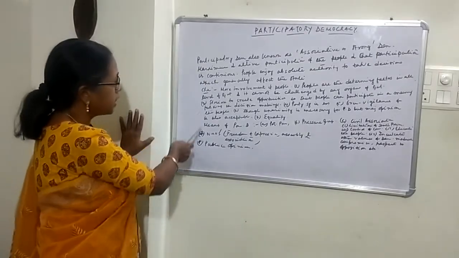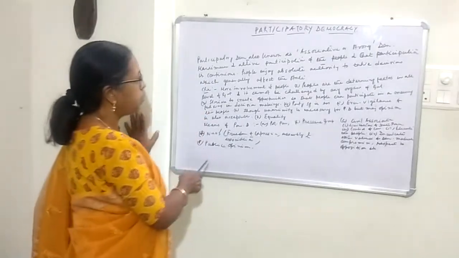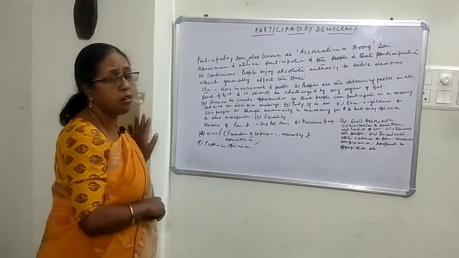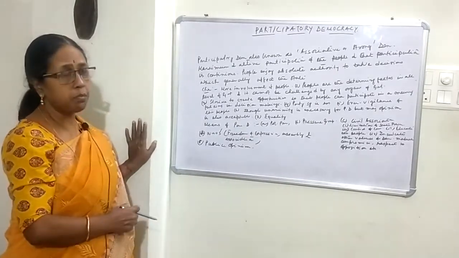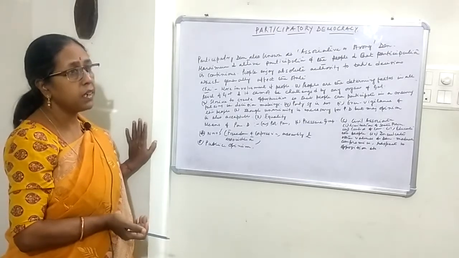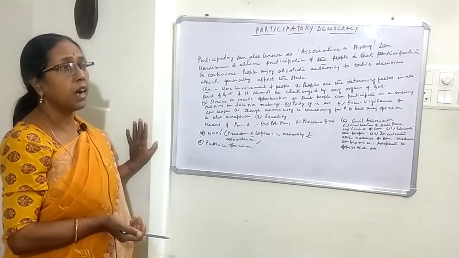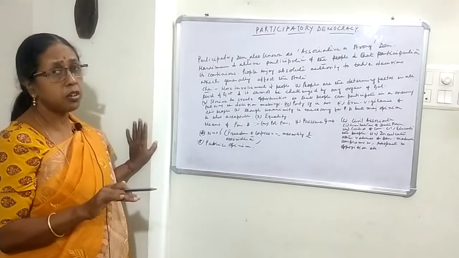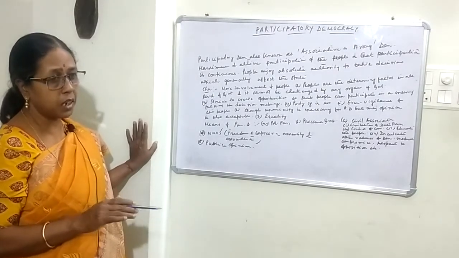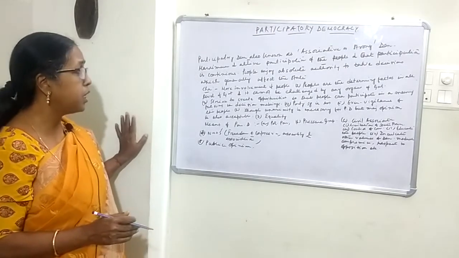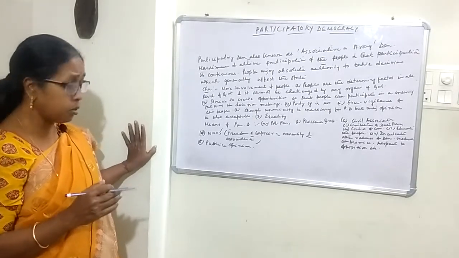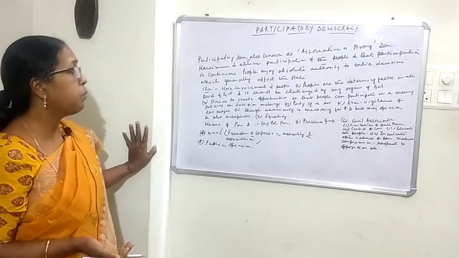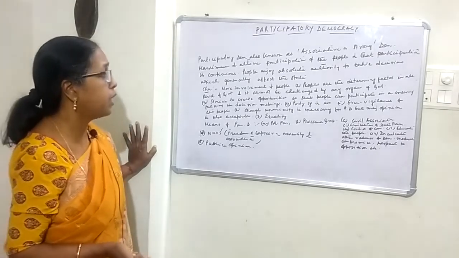So the characteristics of participatory democracy, the first one is more involvement of the people. The maximum number of people should participate in the democratic process of the country. So that situation should be there in the country so that people will get the opportunity to participate in the democratic setup, the political setup of the country.